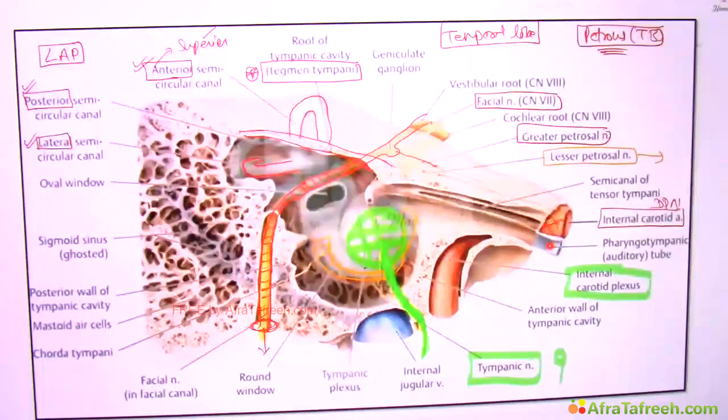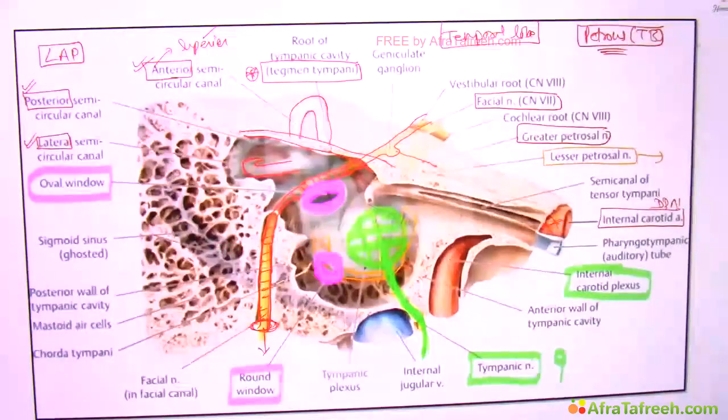What are the structures on the medial wall? On the medial wall, we have the promontory raised by the basal turn of the cochlea in the inner ear. What else? You see, there are two openings, posterior superior and posterior inferior. What is posterior superior? You can see the oval window. And what about the other window? There is a round window also. Posterior superior is the oval window, and posterior inferior is the round window.